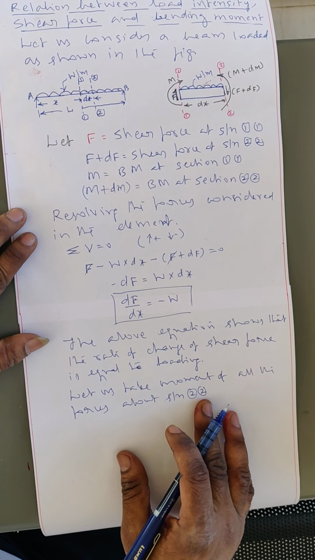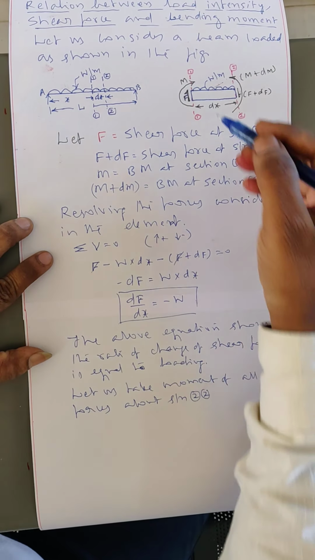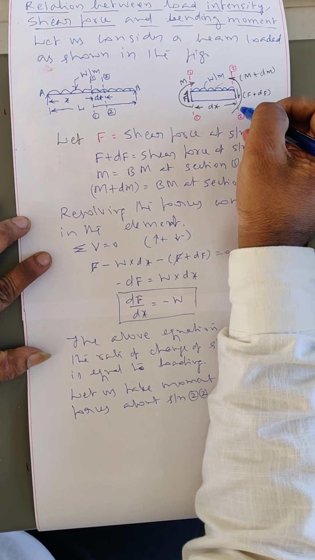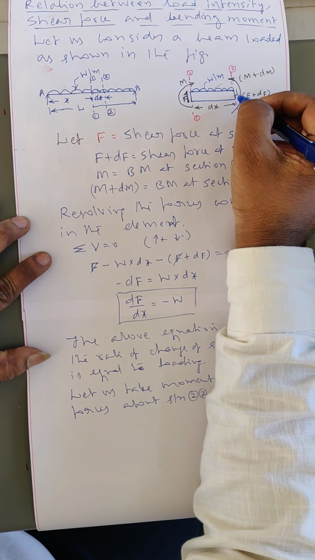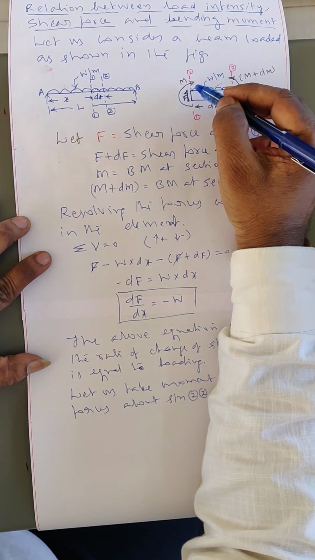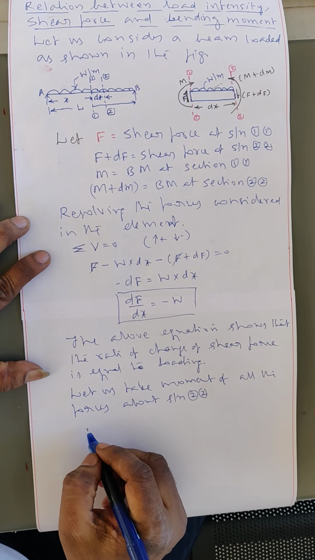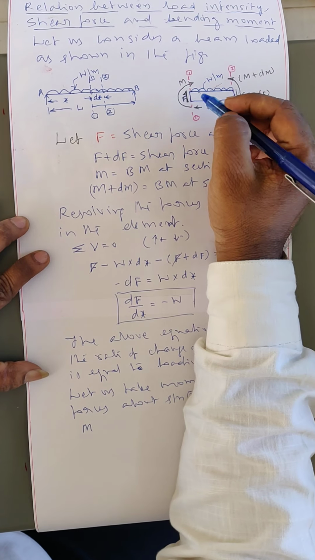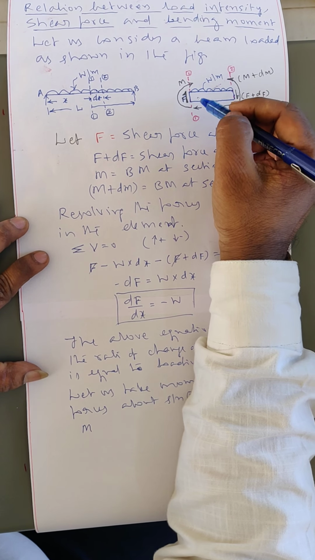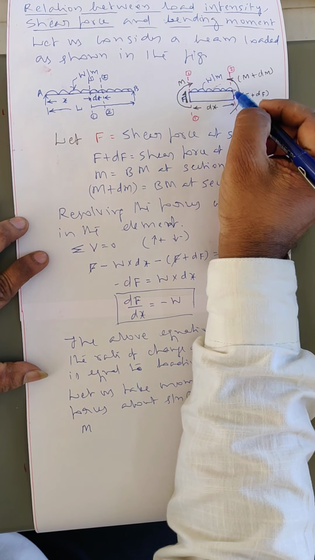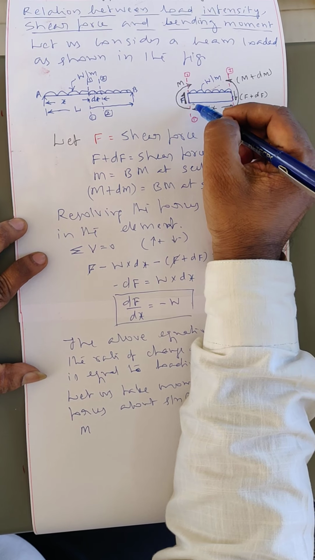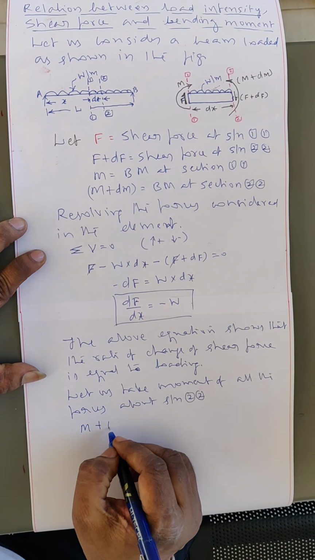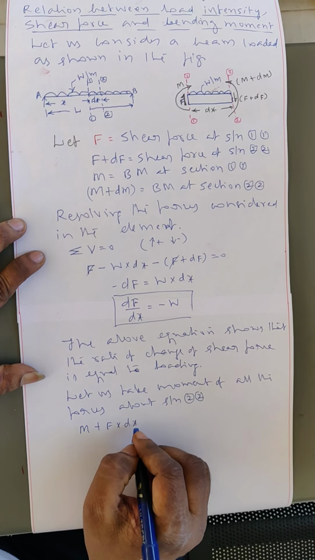Here you see this moment equation. I am taking the moment of forces about this section 2-2 point. Therefore this M is positive, then we will take this as positive only for the moment, not necessary to multiply with any distance. Again, the moment due to this F force about this section is clockwise, F into dx, therefore plus F into dx.